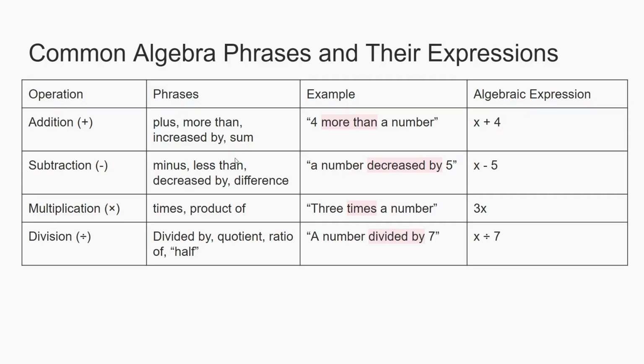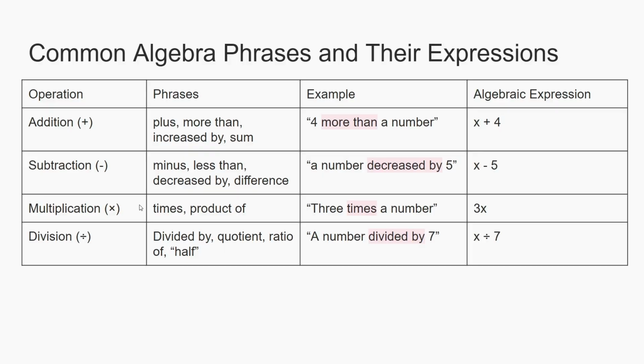For subtraction, we have minus, less than, decreased by, or difference. You could write a number decreased by 5. That would mean x minus 5. You could also write a number minus 5.